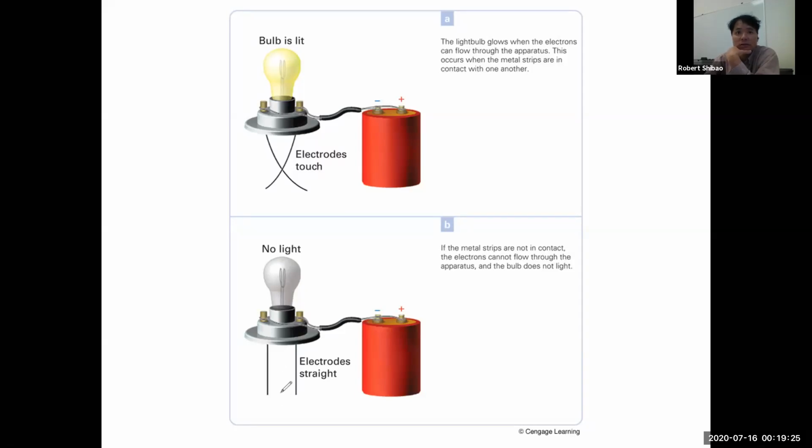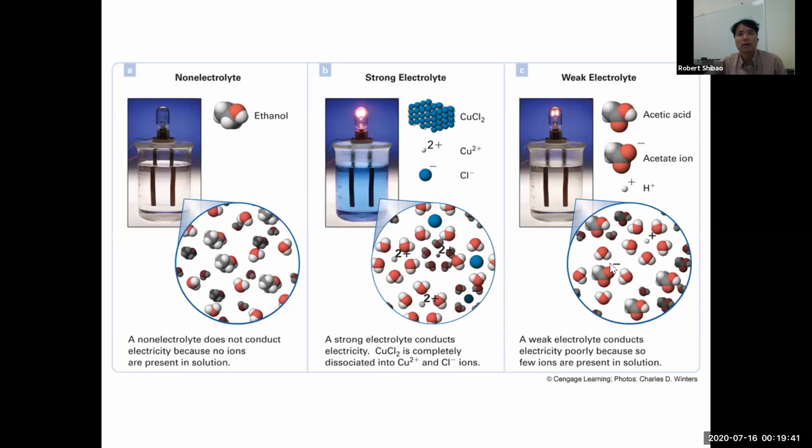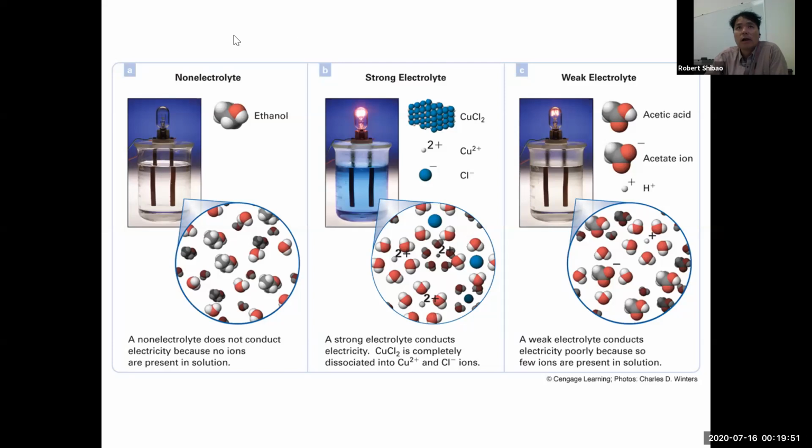If we don't touch them, the circuit's open here. There's nothing connecting the wires. These are just two bare wires stuck out there. There are different ways to close the circuit. The way we're going to use to close the circuit is by using salt water. Now this isn't table salt, this is copper 2 chloride. Copper 2 chloride is a solid lattice like this here. So what we're going to have is something like this.